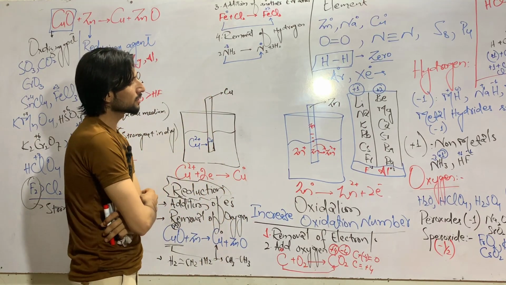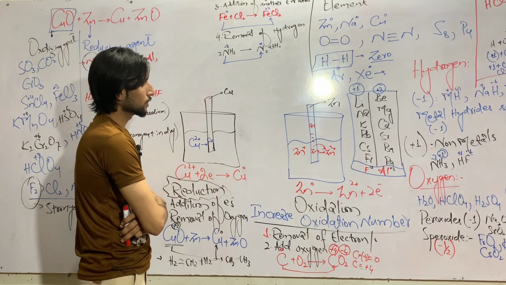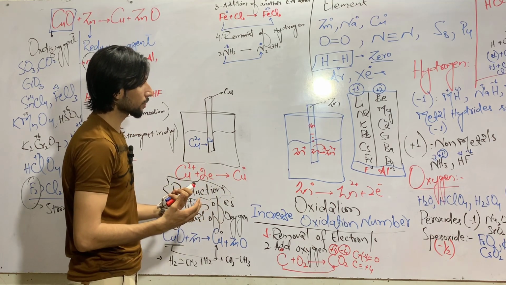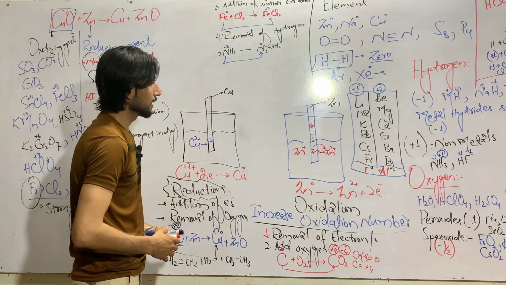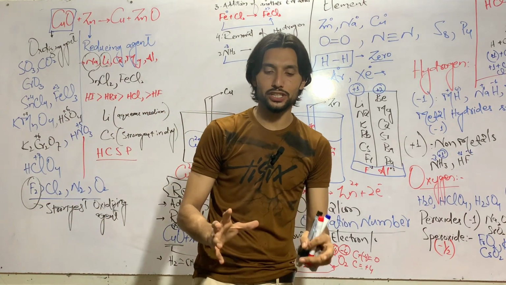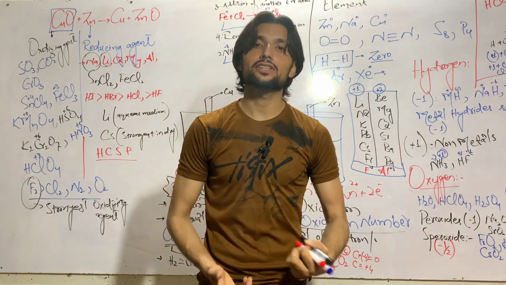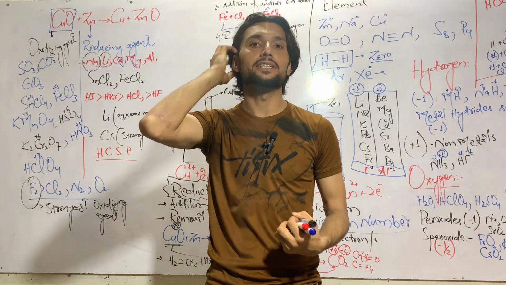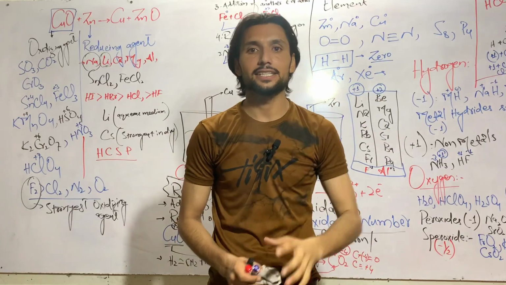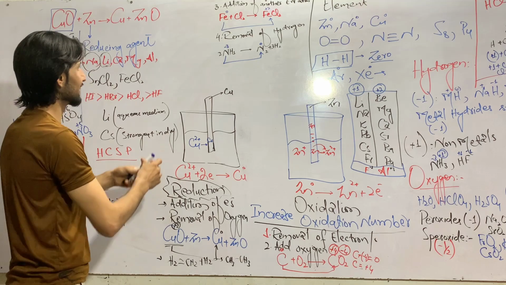But how much tendency do these elements have? For that we must measure against a standard. To measure the oxidation and reduction potential of these elements, meaning their ability, we must compare it to a standard. And here we take the standard hydrogen electrode as the standard.